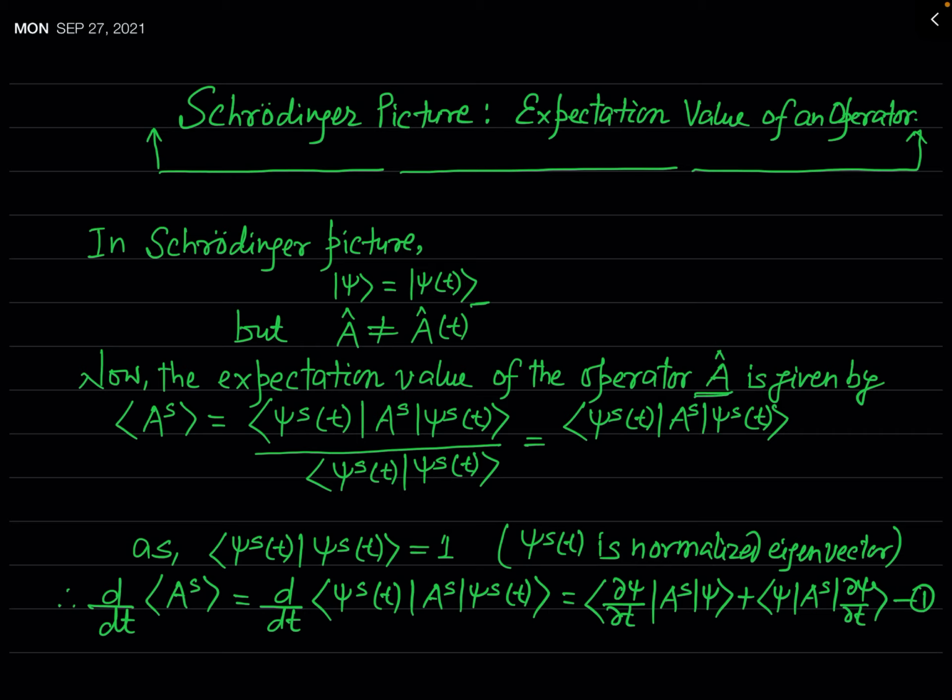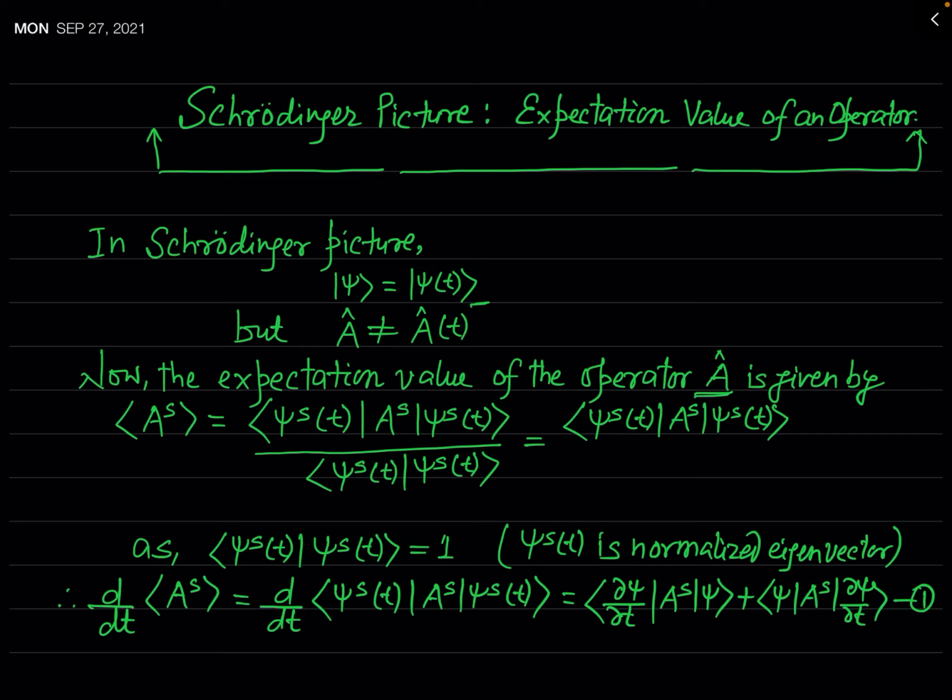This is the expectation value of a hat. Here I have used the superscript s over a. In fact, this s refers to the Schrodinger picture. So, apart from this Schrodinger picture, we have to study two more pictures, that is the Heisenberg picture and the interaction picture, and the same thing will be discussed in the other two pictures too.